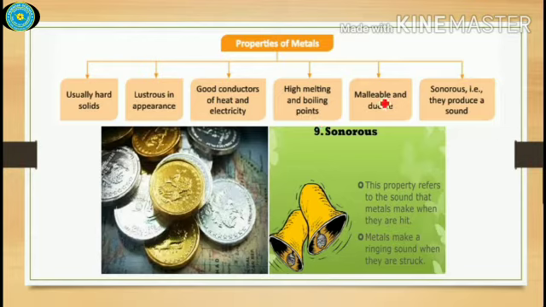And one of the main property of metal is malleable and ductile. They are sonorous, that is they produce a sound. Here you can see a bell. When you hit the bell, you will get a sound. Or metal makes a ringing sound when they are struck. Now we are going to see the definition and the properties of malleable and ductile.